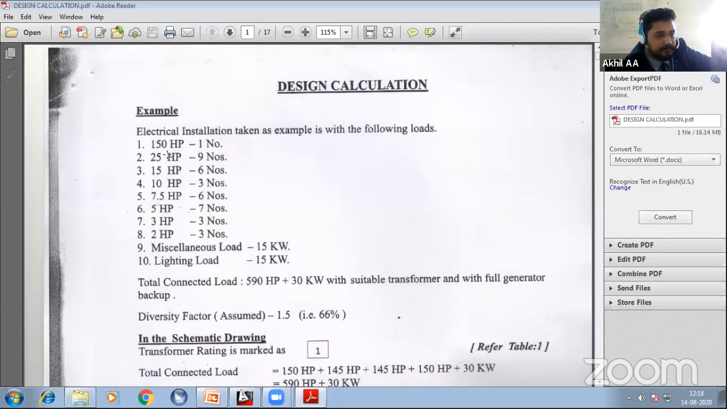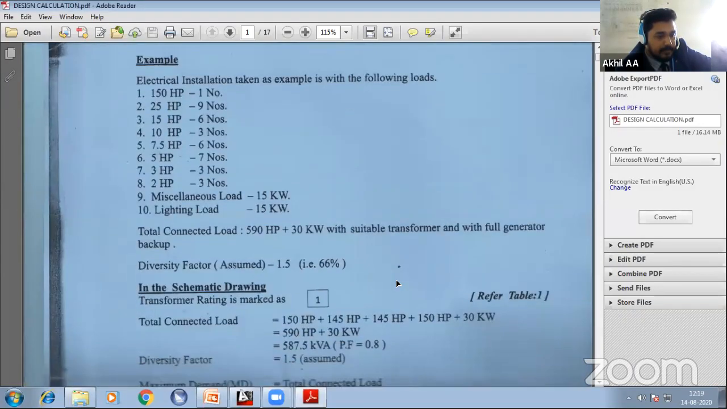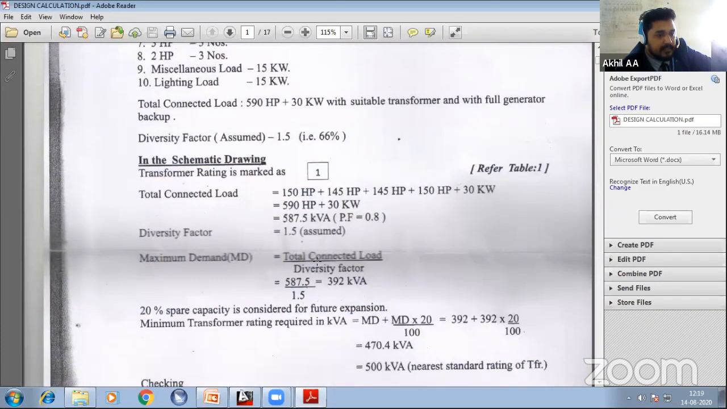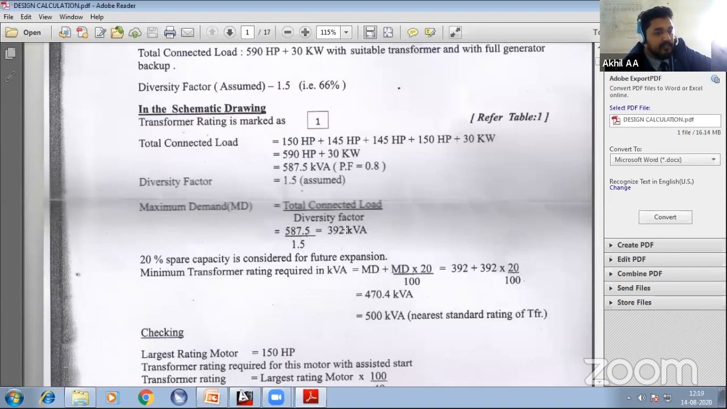You can see 150 HP 1 number, 25 HP 9 numbers, 15 HP 6 numbers, 10 HP 3 numbers, 7.5 HP 6 numbers, 5 HP 7 numbers, and the total connected load is 590 HP plus 30 kilowatt. We have assumed the diversity factor as 1.5. Then after considering the maximum demand and the diversity factor in kVA, we get the size as 392 kVA.